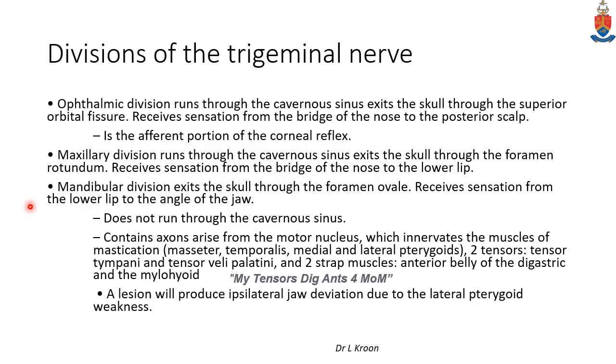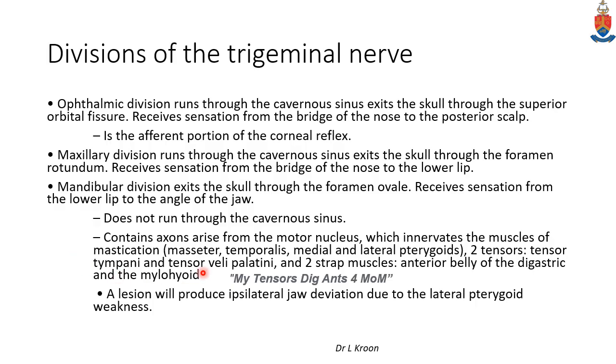It exits the skull through the foramen ovale, and the mandibular division is the division that also contains the branchial motor fibers. And so, what do those branchial motor fibers do? They go out and innervate the four muscles of mastication: the masseter, the temporalis, the medial and the lateral pterygoids. They also innervate the two tensors, the tensor veli palatini and the tensor tympani muscles, as well as the two strap muscles, which are the anterior belly of the digastric and the mylohyoid muscles.